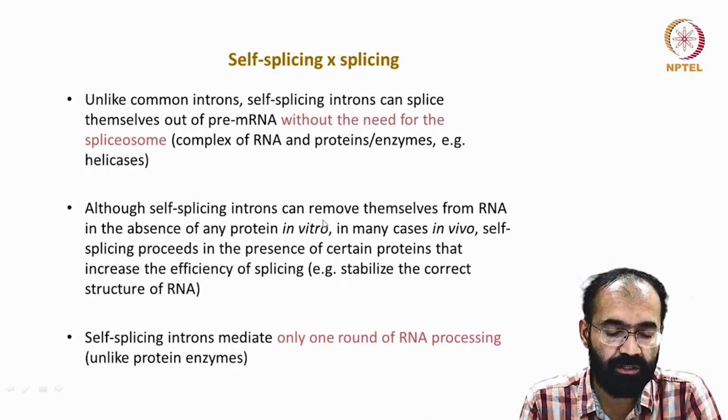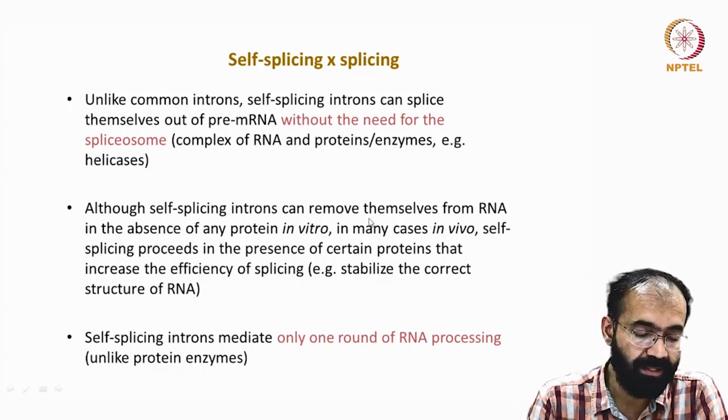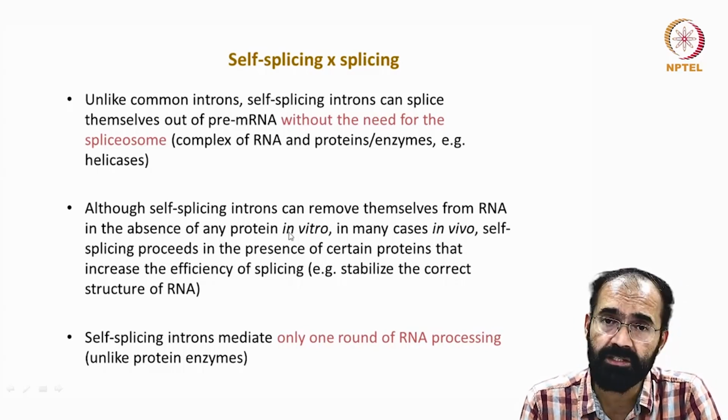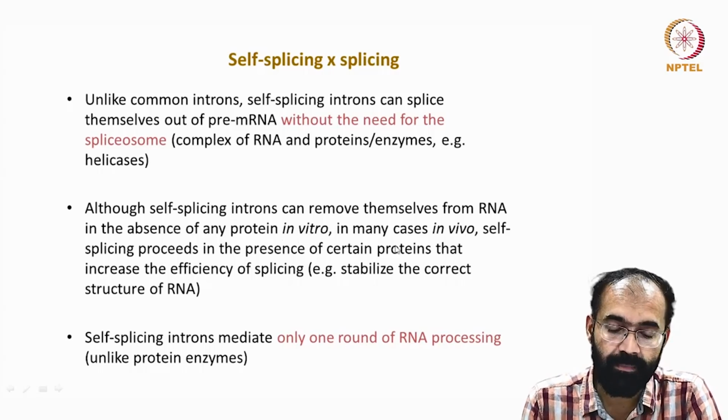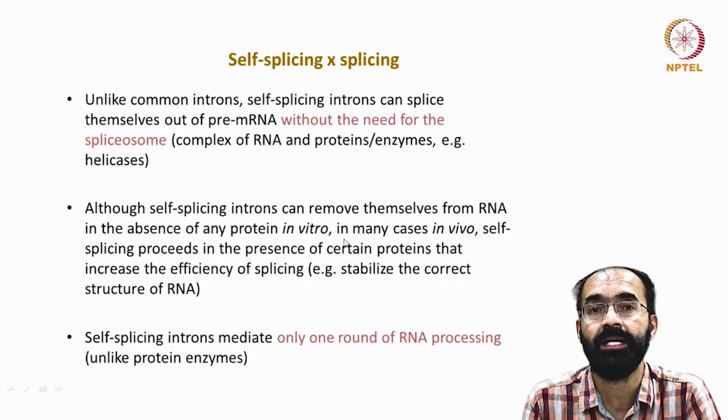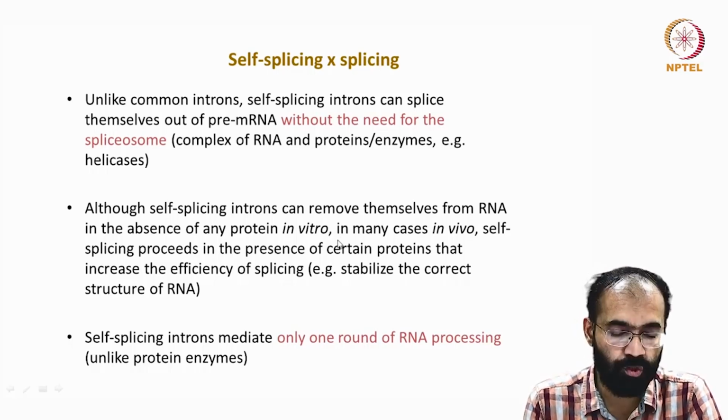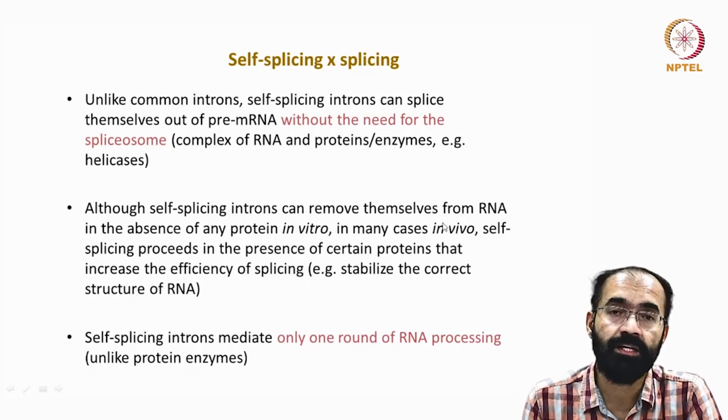Although self-splicing introns can remove themselves from the RNA in the absence of any protein in vitro, in many cases in vivo, in reality, inside a cell, they need help. In vitro basically means a lab condition in a test tube. In vivo means within the organism.